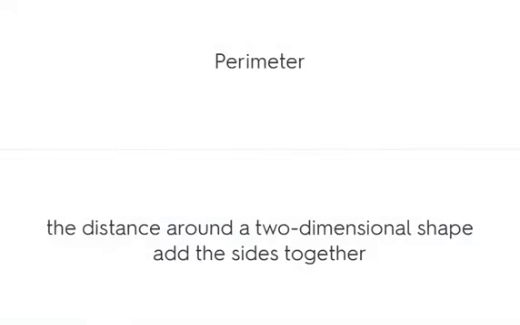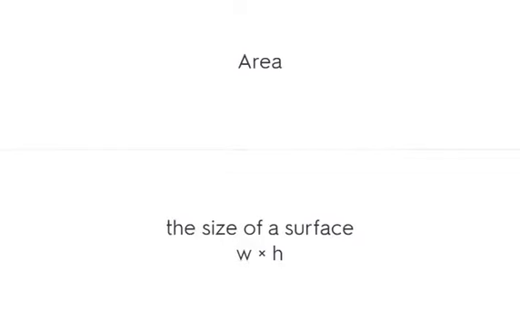Perimeter, the distance around a two-dimensional shape: add the sides together. Area, the size of a surface: W x H.